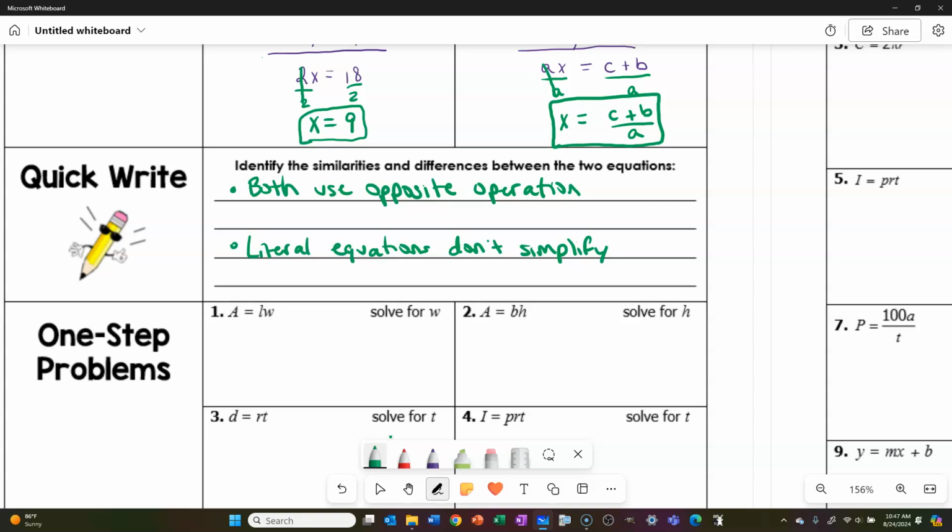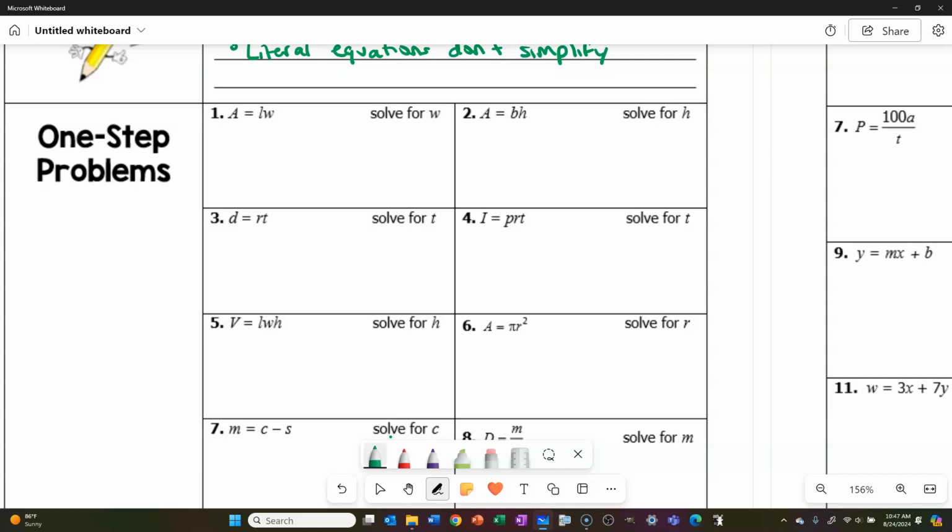Okay, let's look at some examples here. So on number 1, we want to solve for w. So I looked at the W and I say, all right, what is it that's attached to the W? Well, obviously the L is attached to W. This is the area formula, right? Area equals length times width. So to undo that L so I can get that W by itself, I'll undo times or multiplication, which is undone with division. So that means L times W, the opposite is divide. So I divide both sides by L, and I'll find that W is just this, A divided by L.